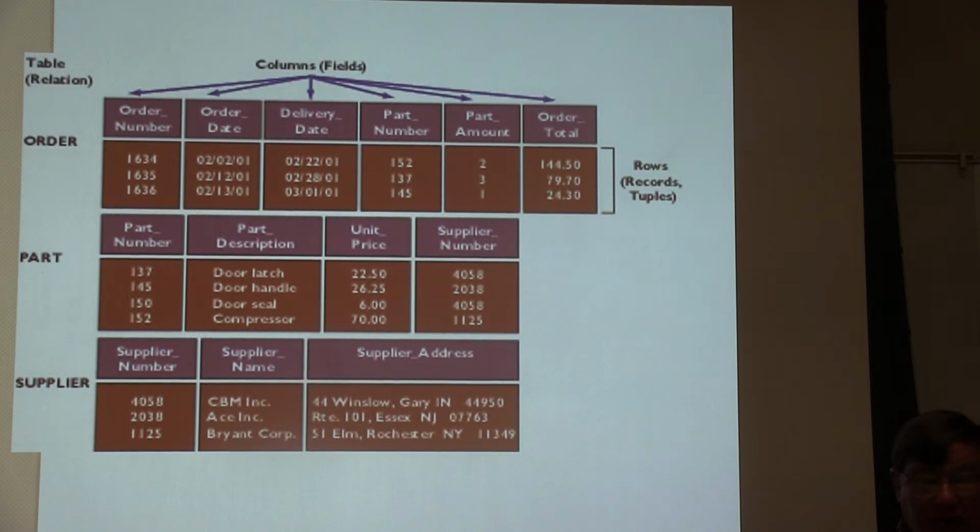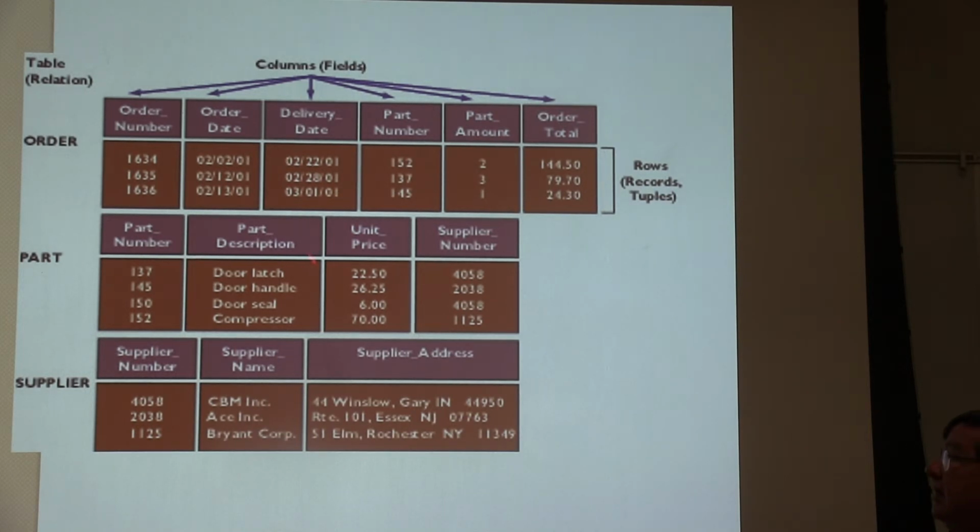See how that foreign key thing makes a chain of information so that, gosh, I've got this order and I sold part number 152. What's a 152? Oh, it's a compressor. Where do they make those? That's Bryant Corp in Rochester, New York. That chain, okay? That allows you to enter in the data only one time.